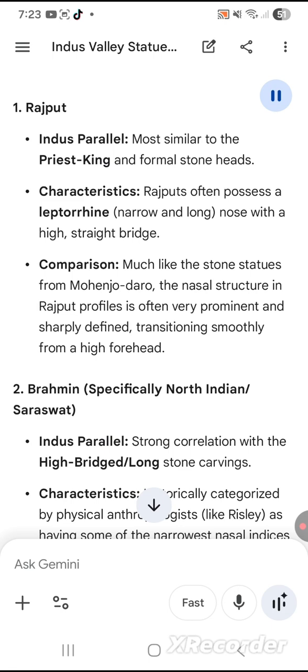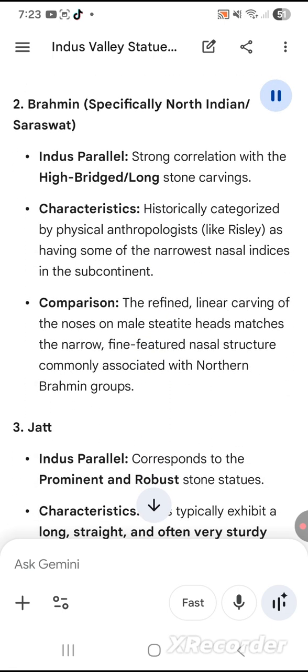2. Brahmin, specifically North Indian Saraswat. Indus parallel: strong correlation with the high-bridged, long stone carvings. Characteristics: Historically categorized by physical anthropologists like Risley as having some of the narrowest nasal indices in the subcontinent. Comparison: The refined linear carving of the noses on male steatite heads matches the narrow, fine-featured nasal structure commonly associated with northern Brahmin groups.